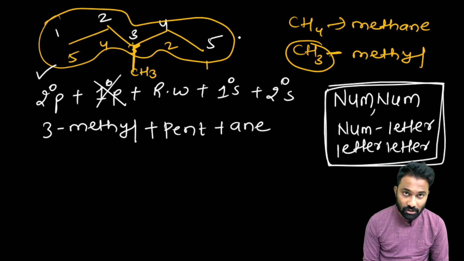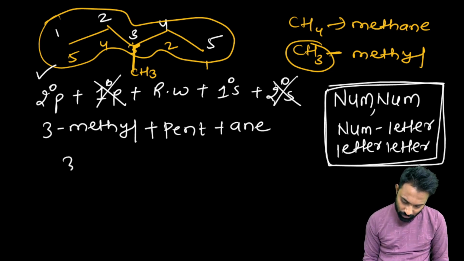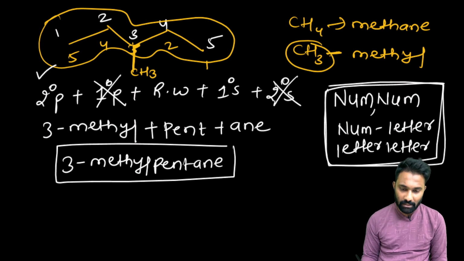Now, is there any functional group in this compound? No. So strike the second degree suffix. Clear? Now, combining, you write the name. 3-methyl. Letter and letter, there should be no gap. 3-methylpentane. The name of this compound is 3-methylpentane. Simple. That's it. Done. Now we will go to the next very simple compound.